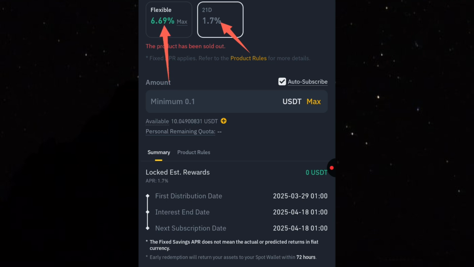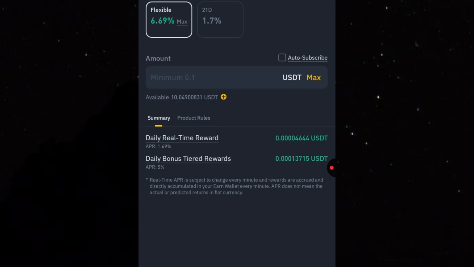Now, on the flexible area, you have 6.69, and this 6.69 is for a year. All right, it's for a year. And what you have to do is to calculate. Some people do not want to lock it for 1 year. It is flexible, which means you can remove it anytime you like. So I'm going to calculate it for you.